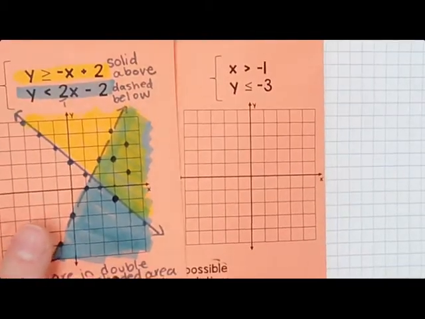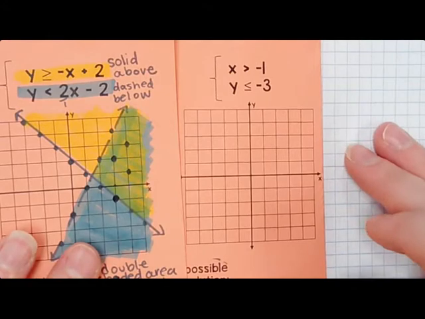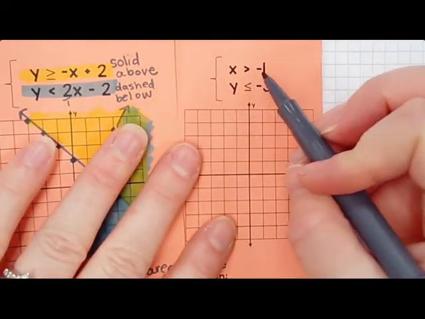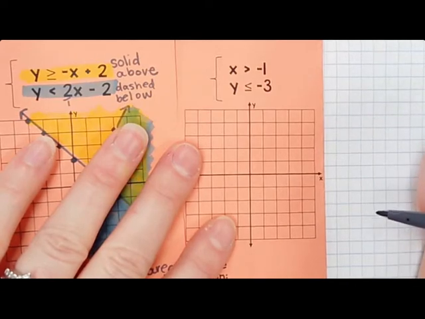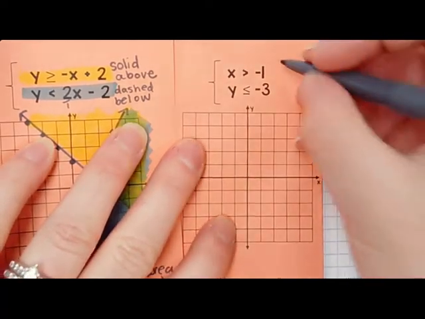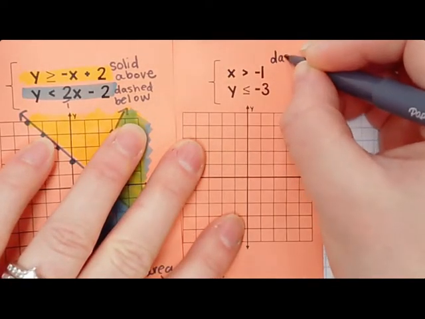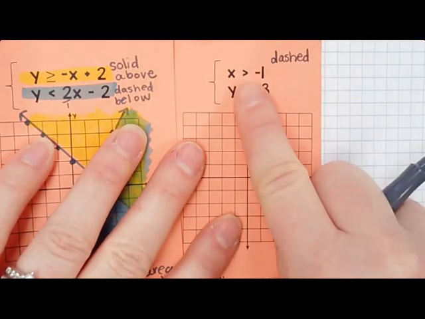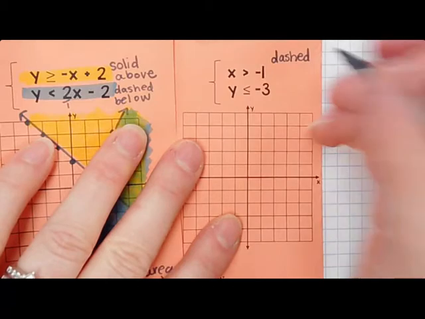Okay, let's go to the top right. Okay, this is x is greater than -1. What kind of line is that? Dash. Good. And greater than means what direction? Above.